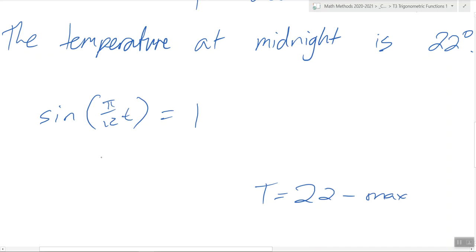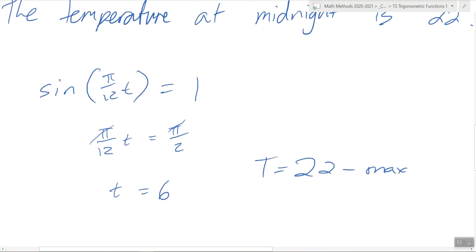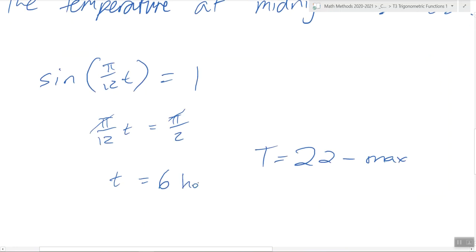So when does sine of an angle equal 1? Pi over 2. So we want to make this thing equal to pi over 2, because then we're going to get the maximum, which is 1. Now we rearrange for t. We get rid of the pi's. 12 divided by 2 is 6. So the minimum is 6 hours after midnight.